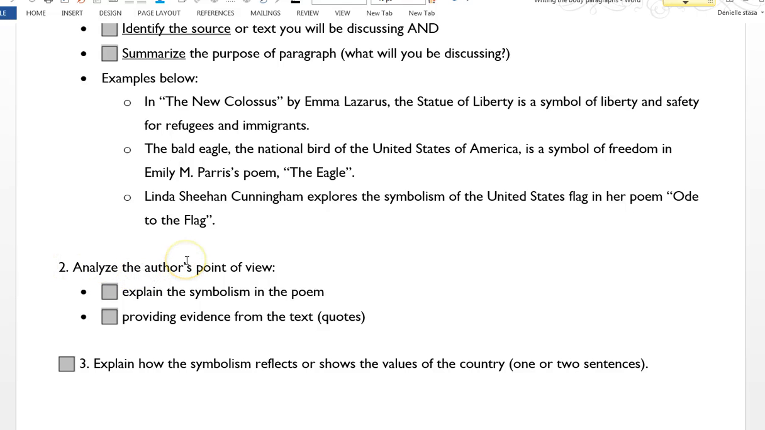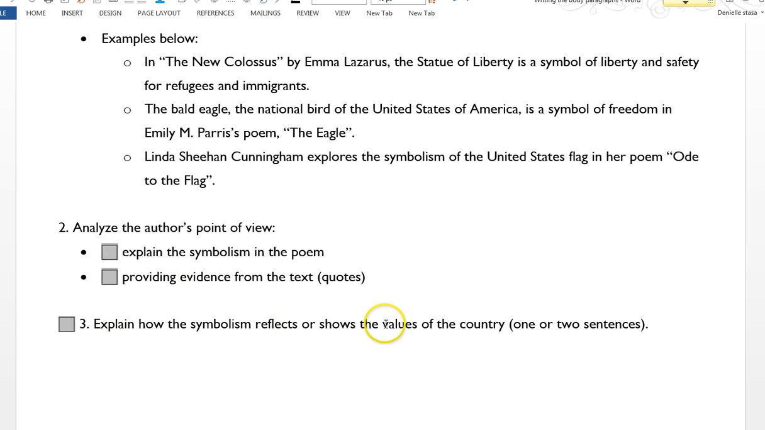After you have your topic sentence, you want to then go through the poem analyzing the author's point of view. So you explain the symbolism in the poem and provide evidence. This is part 2. So your topic sentence is basically the answer to question 1 on your worksheet. You're just going to turn it into a complete sentence. This part is section 2, question 2 on your worksheet. And so you're going to pull those quotes and you're going to explain the symbolism, providing the evidence with the quotes. And then the last thing you're going to do to finish off your paragraph is explain how the symbolism reflects or shows the values of our country, and that was question 3.